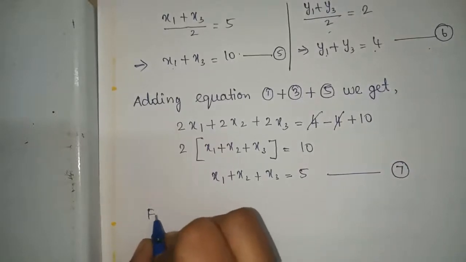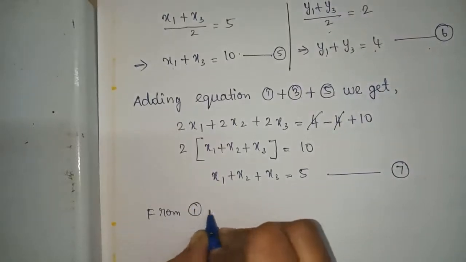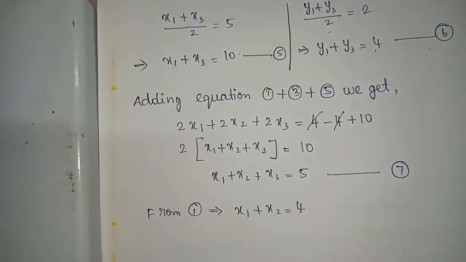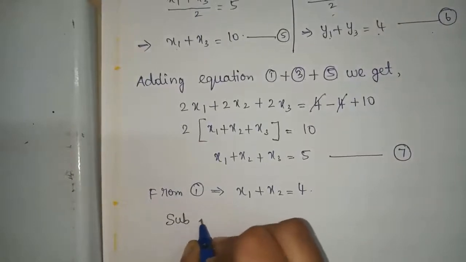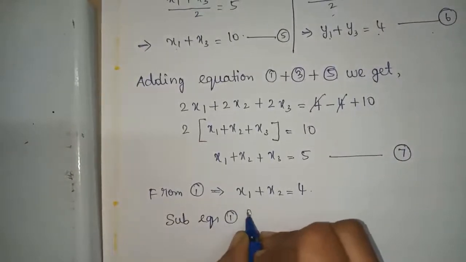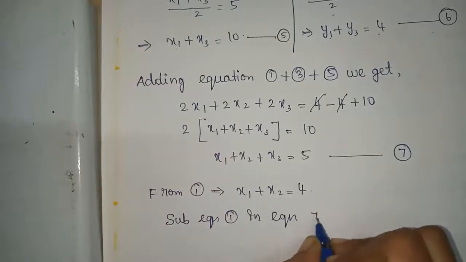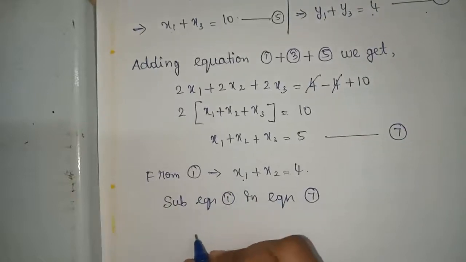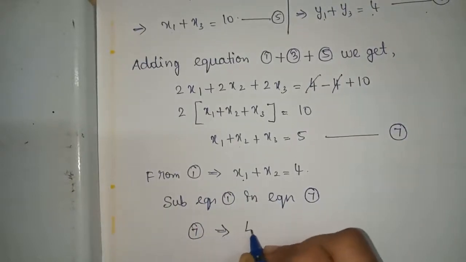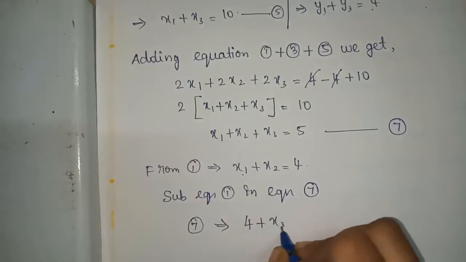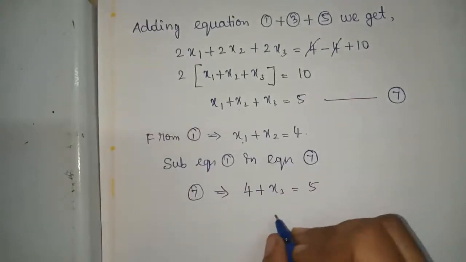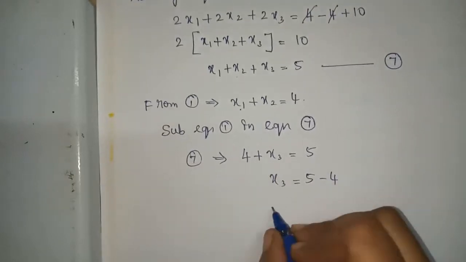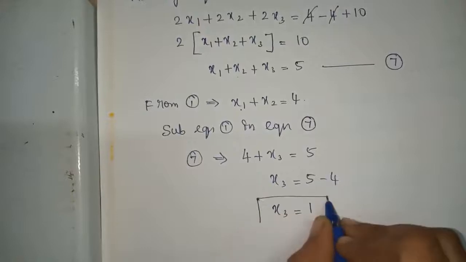So from equation number 1, x1 plus x2 is equal to 4. So substitute equation 1 in equation 7. Instead of x1 plus x2, we are going to substitute 4. So the 7th equation implies 4 plus x3 is equal to 5. So the value of x3 is equal to 5 minus 4. x3 is equal to 1.